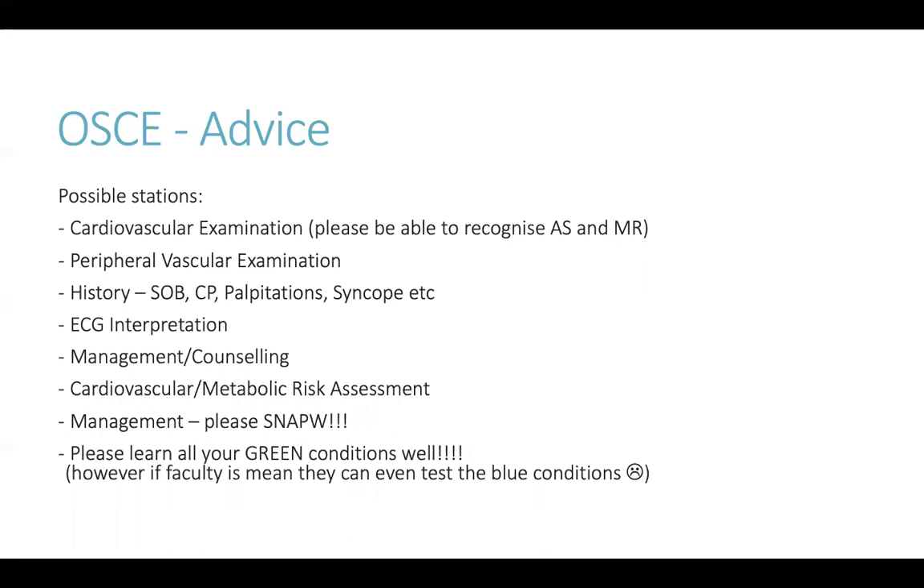So AFib, AMI, what else is there? You guys know the green conditions. You can also get a peripheral vascular exam, so please know that as well. It's a separate exam to the cardio exam. For history, you can get a guy who presents with shortness of breath, chest pain, palpitations or syncope. Palpitations and syncope are a bit less likely, but you can get them. They might also get ankle swelling, and it might be heart failure, but it's most likely shortness of breath or chest pain. We're almost guaranteed one of these.